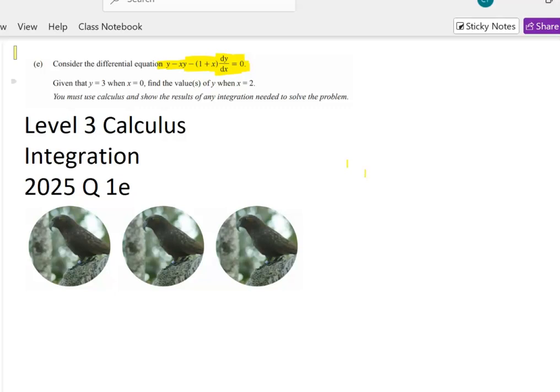We're given an initial condition, which is that when x is 0, y is equal to 3, and then we have to find the value of y when x is equal to 2. So a pretty familiar pattern. I think the separating the variables and then doing the integration is slightly harder than some excellence questions have been, and you do have to be confident with substitution. Well, at least that's how I did it.